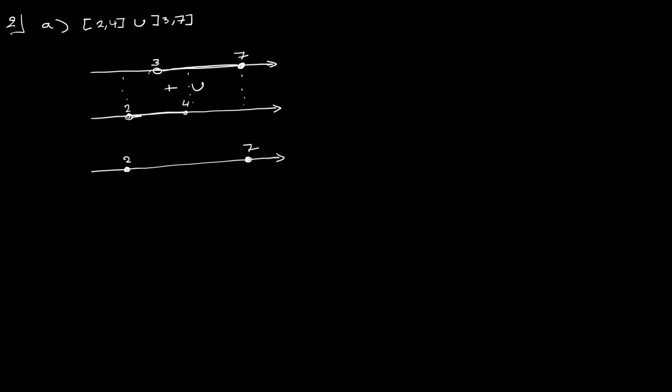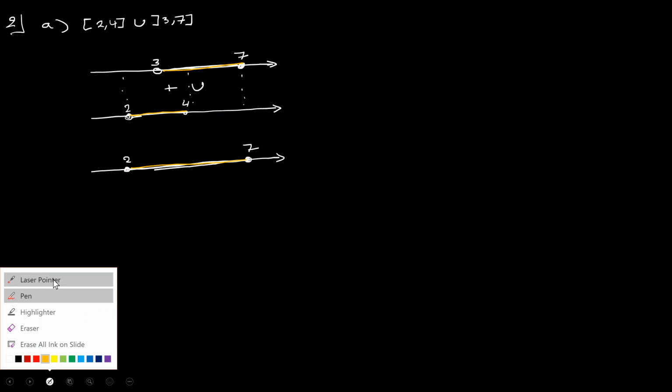And the 3, which was a hole before, is now going to be filled by the other one. And everything in between is going to be colored. So just for clarity's sake, let me put it on with a different color. So here, here, and everything here is going to be colored. Okay, that's for A, and I hope that was clear for you.